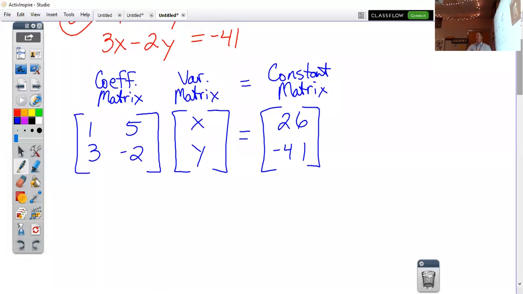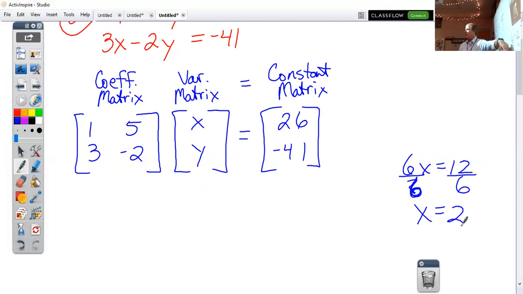Now, we're going to solve this for X and Y. So if we're going to solve it for X and Y, what do we need to get rid of? Not the constant matrix, the coefficient matrix, okay? Think of it like this, 6x equals 12. What do we got to get rid of to solve for X there? 6, what do we do to do it? Divide by 6, which is the, what do we call that? The inverse. That is the inverse operation, right?